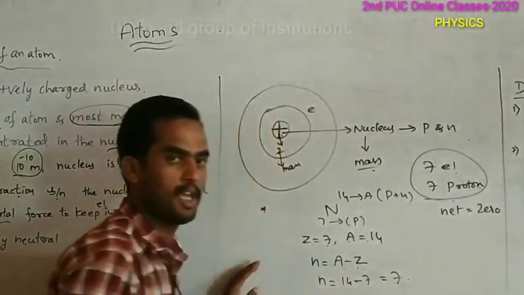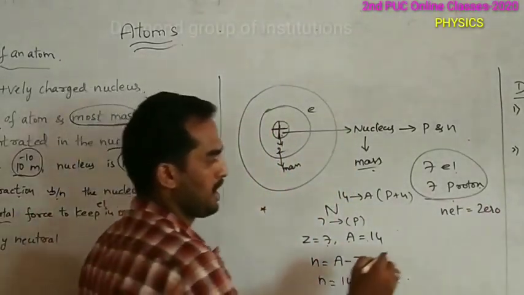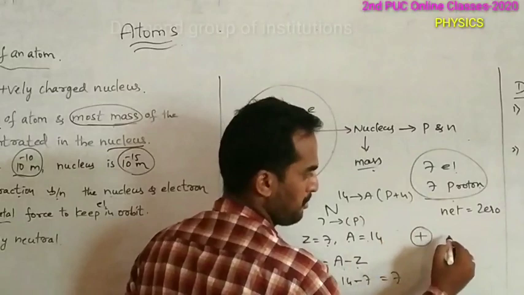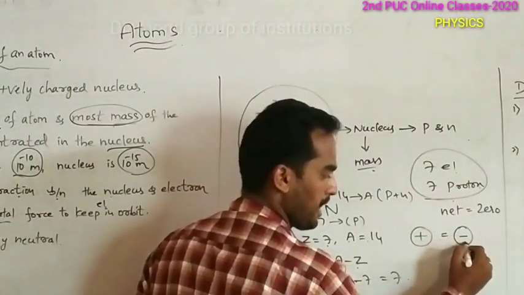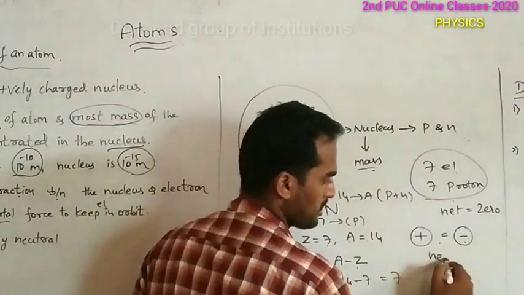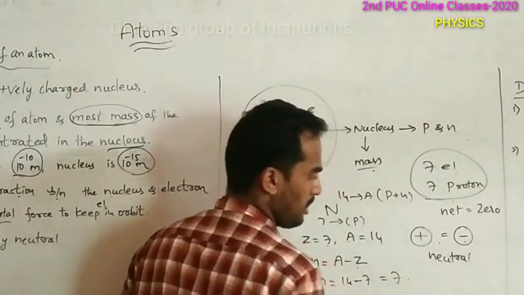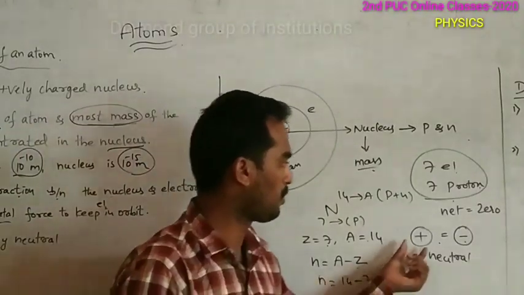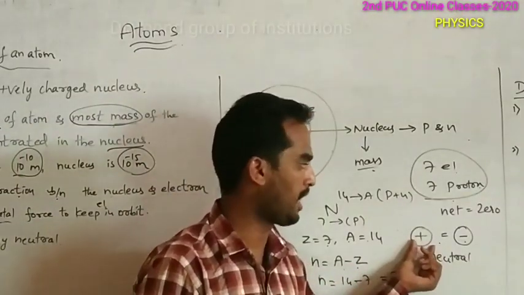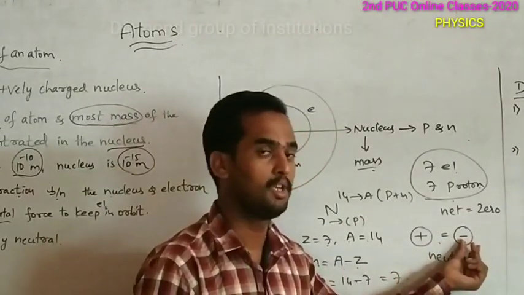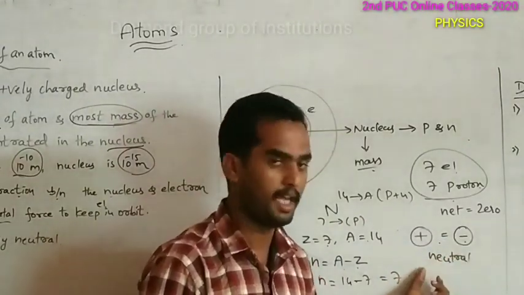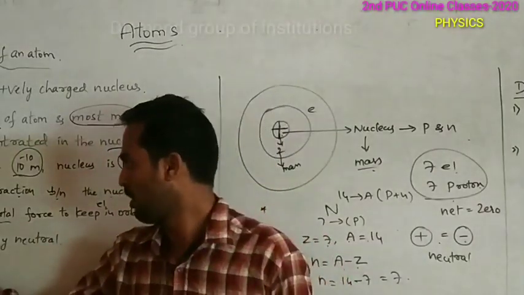That means we can say that when the positive charge of an atom is equal to the total charge of the negative particles, then the atom is said to be what? Neutral. So what is meant by neutral? Total positive charge of an atom exactly equal to total negative charge of an atom, then the atom is said to be neutral. So that is the final point.